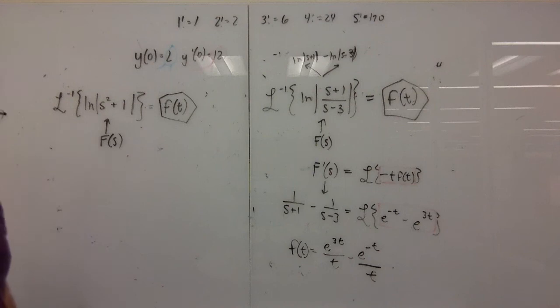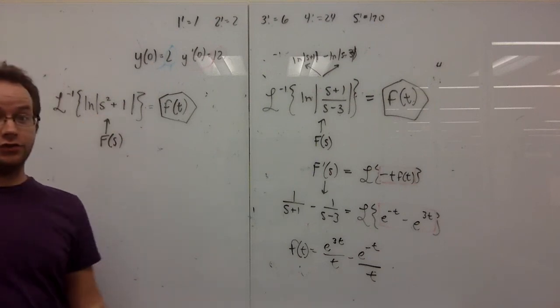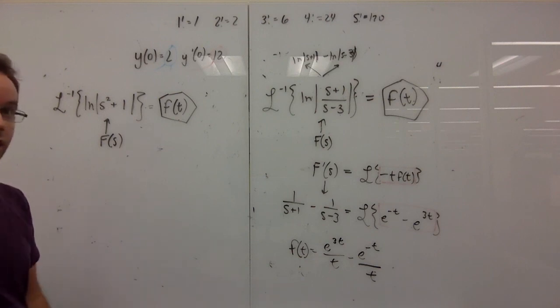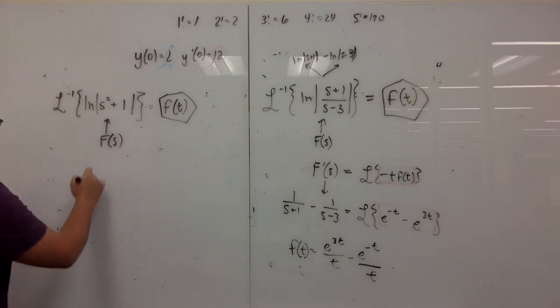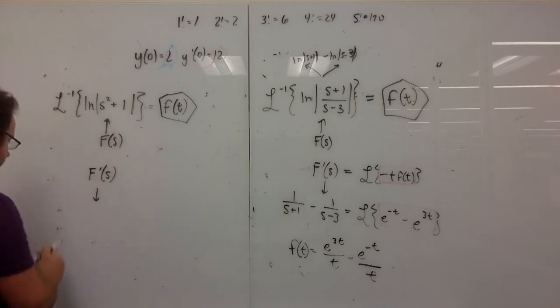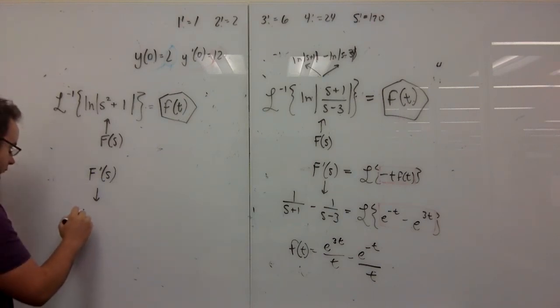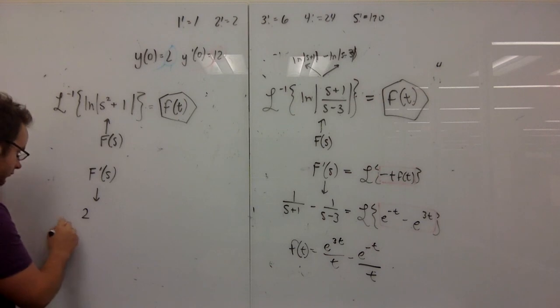Well, once again, we're screwed here. Nothing here is helpful to us. I don't know any function whose Laplace transform is ln of s squared plus 1. So maybe I take its derivative. What is the derivative of ln of s squared plus 1? Asking you. 2 over s squared plus 1. Not quite. You're missing something.